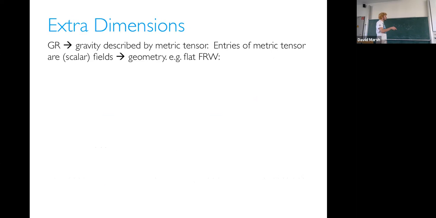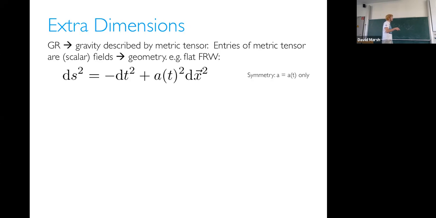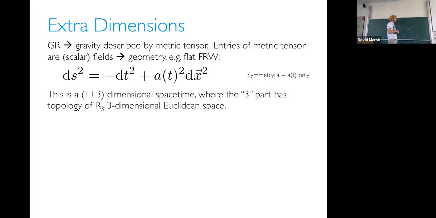For example, flat Friedmann-Robertson-Walker: ds squared is minus dt squared plus a squared dx squared. A here is the cosmic scale factor, and it's a field that depends on time. This is a 1 plus 3 dimensional space-time, where the 1 is the dt, and the 3 part is the dx, and the 3 here is flat Euclidean space, which has the topology of R3.